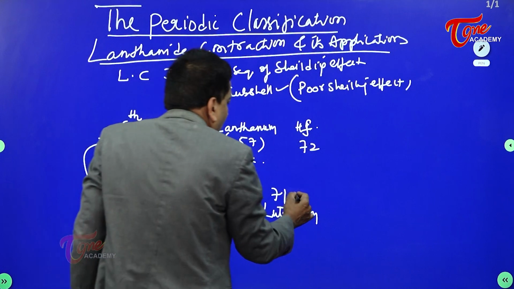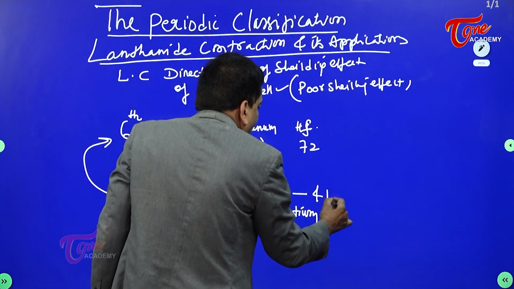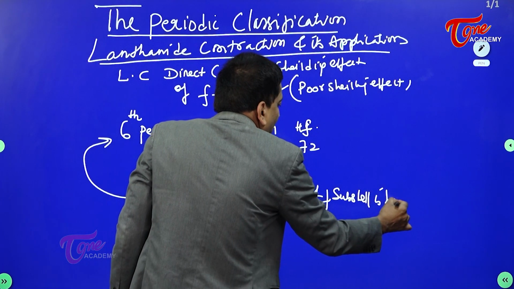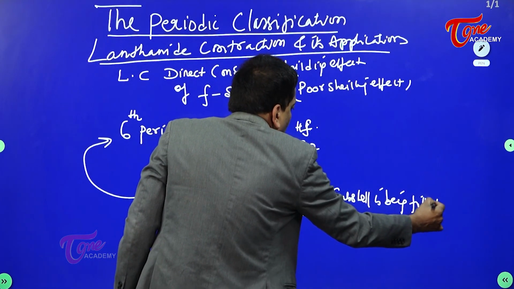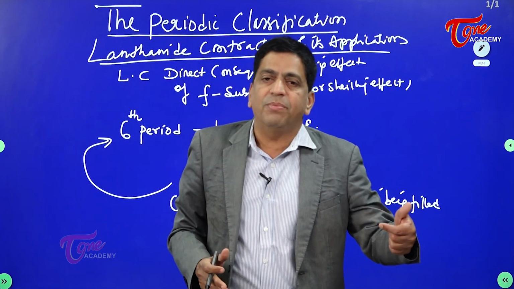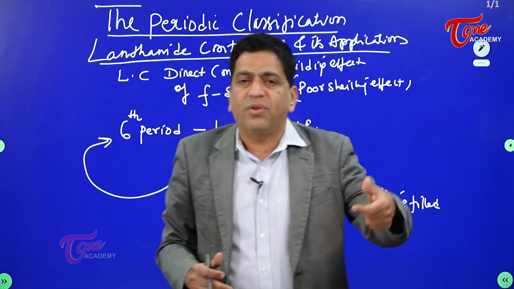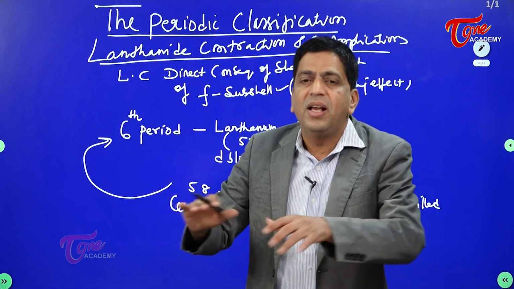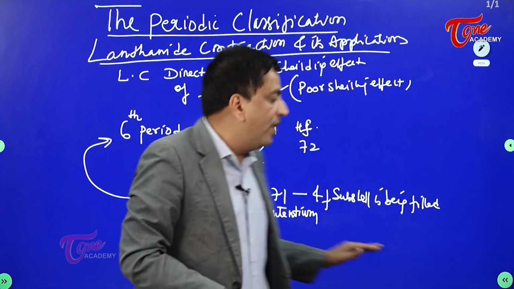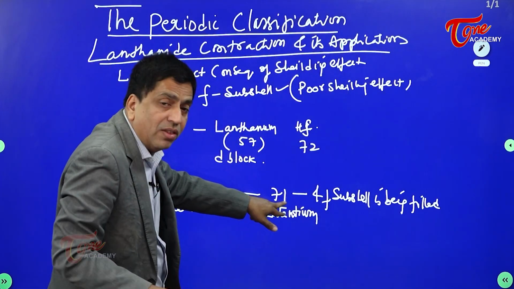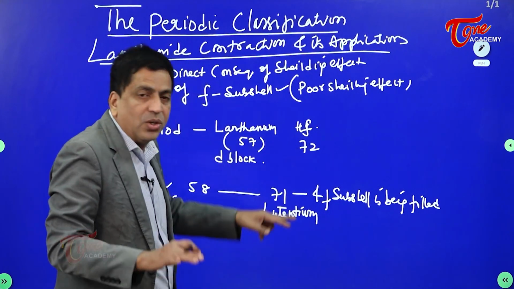They belong to the 6th period. Here, the 4F subshell is being filled. You must understand. How is it being filled? Start from cerium. It is 4F1, 4F2, 4F3, 4F4, up to 4F10, 4F11, 12, 13, 14. It is filled down and then they climb up again at 72. This is 71, the 4F is filled. You climb up here, 72.